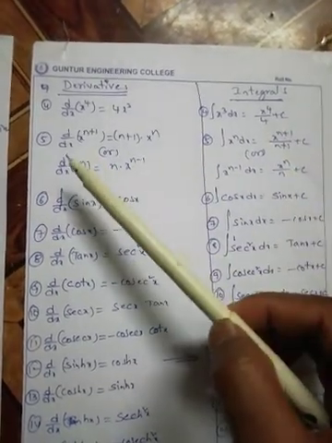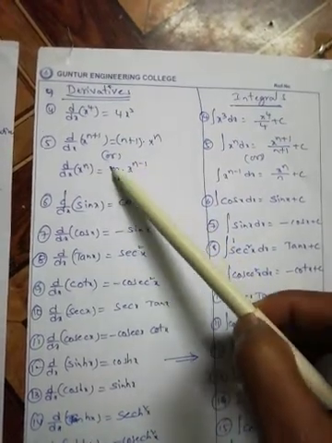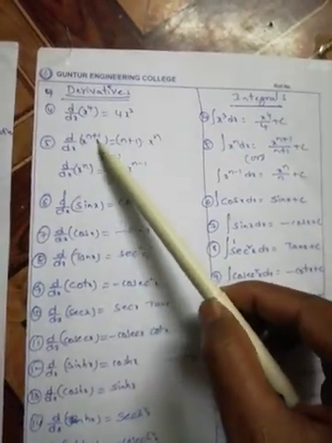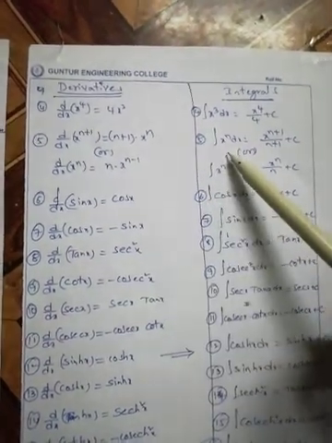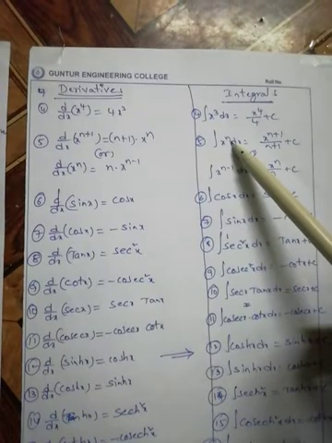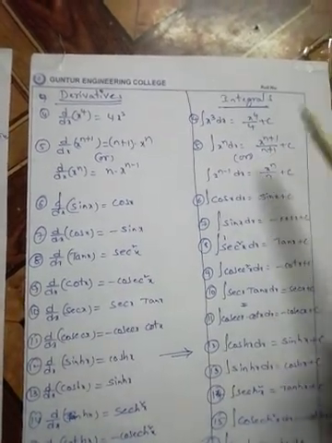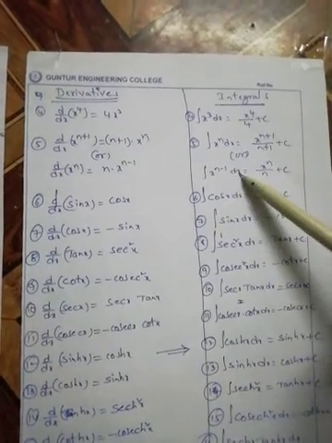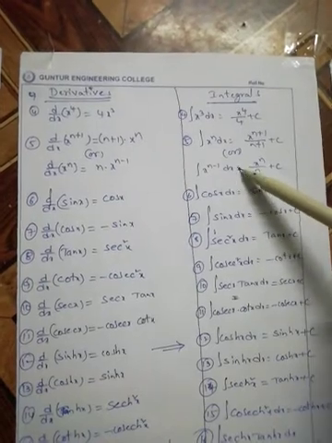The general formula is d by dx of x power n is equal to n into x power n minus 1, or d by dx of x power n plus 1 is equal to n plus 1 into x power n. The general formula of integration: integral x power n dx is equal to x power n plus 1 by n plus 1 plus c. Integral x power n minus 1 dx is equal to x power n by n plus c. So this is the general formula.